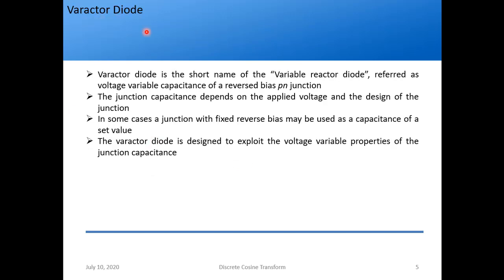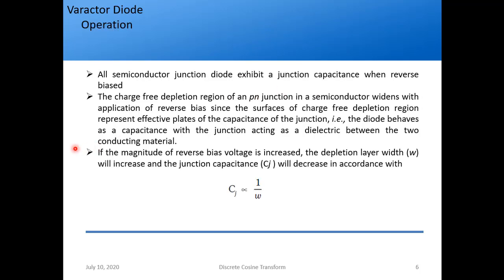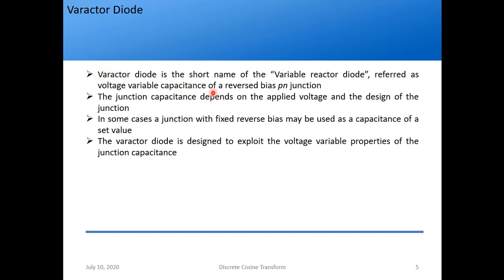The first we studied was the varactor diode. Why was it called a varactor diode? Because it has the name from variable reactor diode. It is nothing but the voltage variable capacitance of a reverse biased PN junction. As we saw, the capacitance varies. As you increase the width, the depletion layer will increase, that is the distance between the dielectric increases, right? So the capacitance is changing. That's why it is a voltage variable capacitance, and that's why it is called a variable reactor diode.